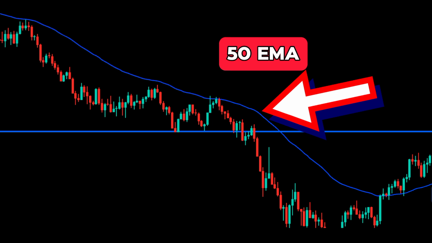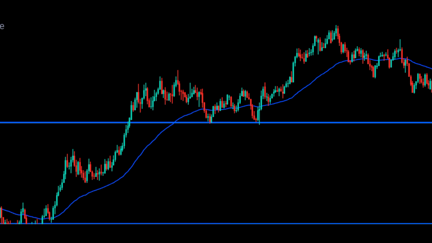Now that we have the moving average set up, let's see how we can implement it into our strategy and use it to find better supply and demand trading opportunities. Take a look at this chart. What trend is this? Yes, it's an uptrend. But what makes us so sure that it's a strong uptrend that is capable of giving us a good entry?